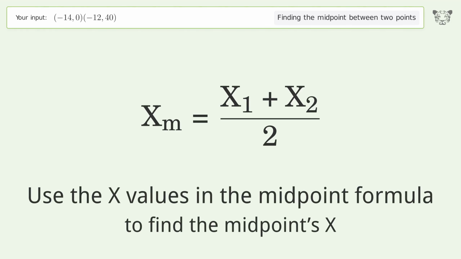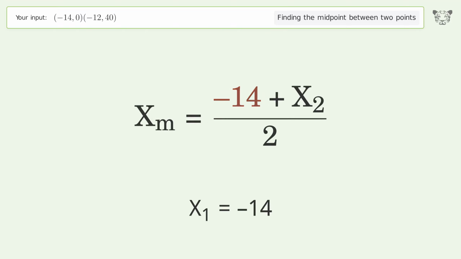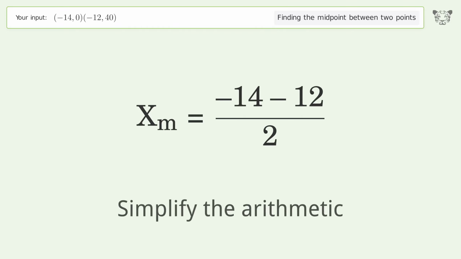Use the x values in the midpoint formula to find the midpoint's x. x1 equals negative 14. x2 equals negative 12. Simplify the arithmetic.